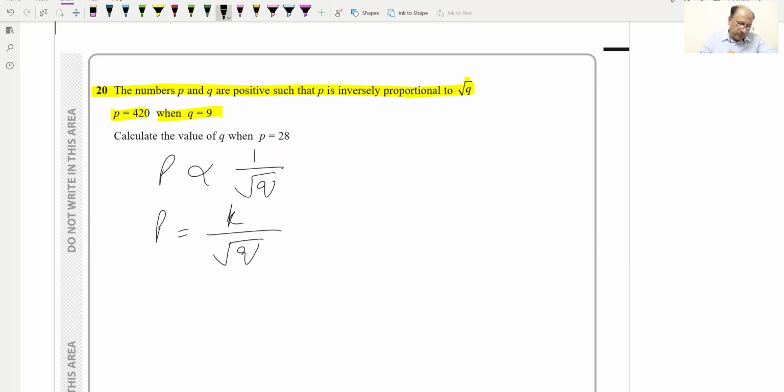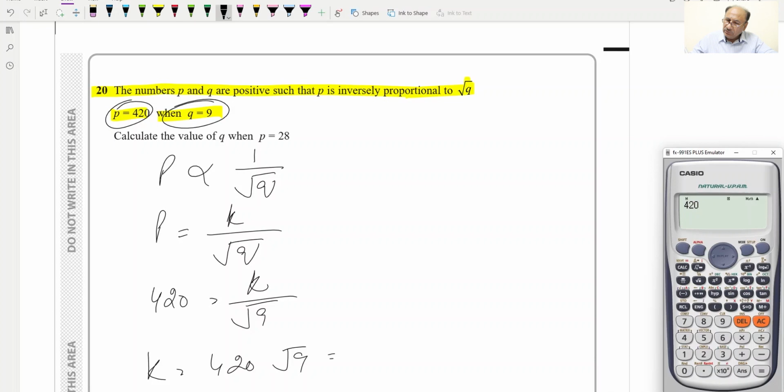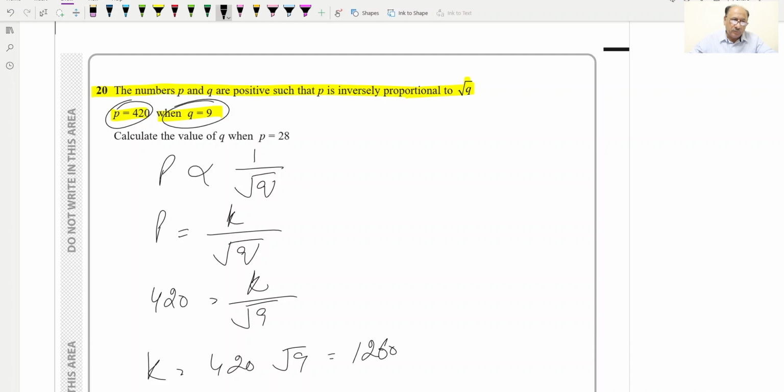Now we can use these two values, P is equal to 420, which is equal to K over the square root of 9. So K will be equal to 420 times the square root of 9, which is 1260. So our equation becomes P equals 1260 over root of Q. Now the next line: calculate the value of Q when P is equal to 28.